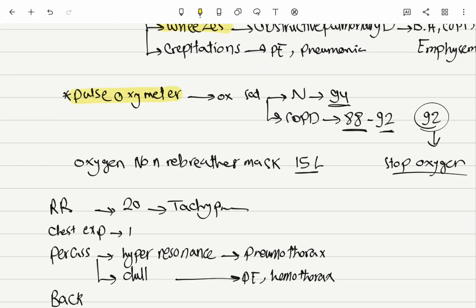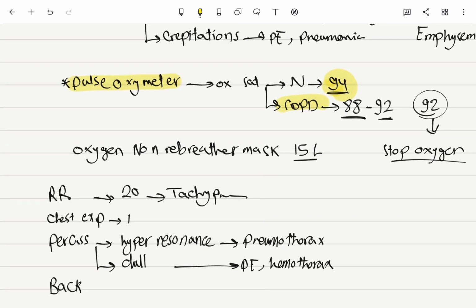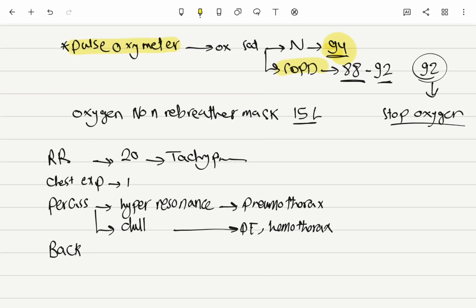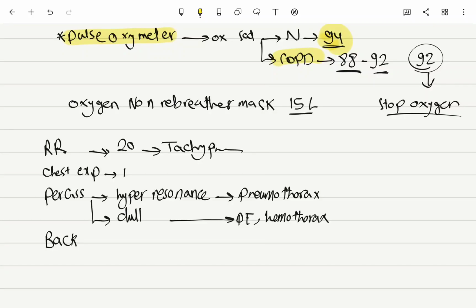I will see pulse oximeter. Pulse oximeter normally in a normal patient is more than 94, and in a COPD patient between 88 and 92. By the way, pulse oximeter is affected by affection of circulation. If there is any anemia or any hypotension, anything that affects the circulation or capillary fill time, it will affect pulse oximeter. If there is affection of breathing, I will use oxygen non-rebreathing mask, 15 liter.